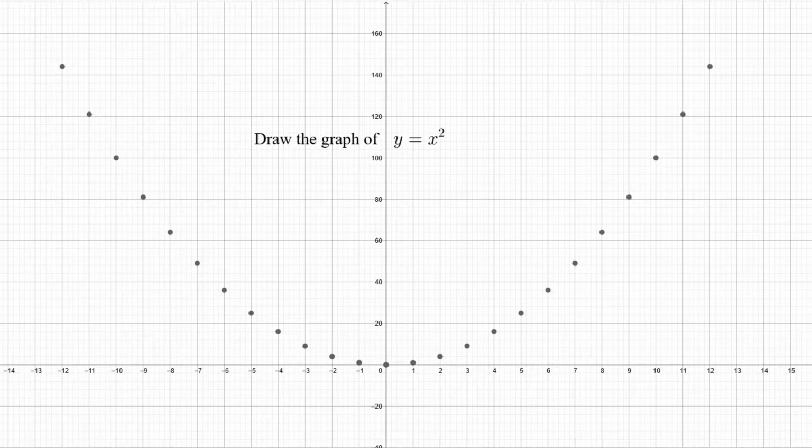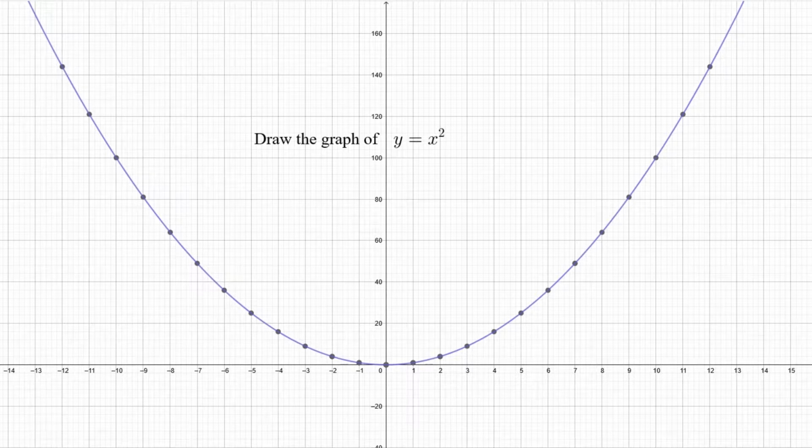Now that we have some points, perhaps we can start to see what the curve that passes through them would look like. Joining them with a nice smooth curve, we have this shape. Let's remove the points themselves so that we can just concentrate on the curve. Here then is a sketch of y equals x squared.